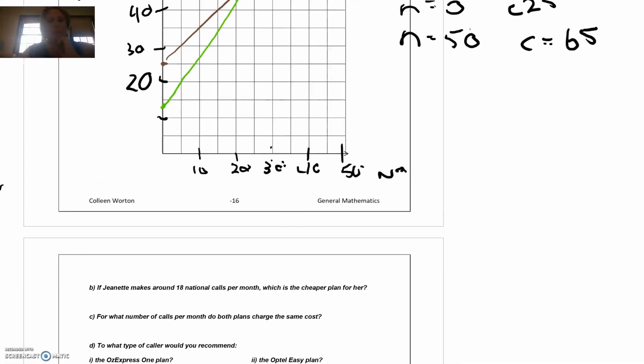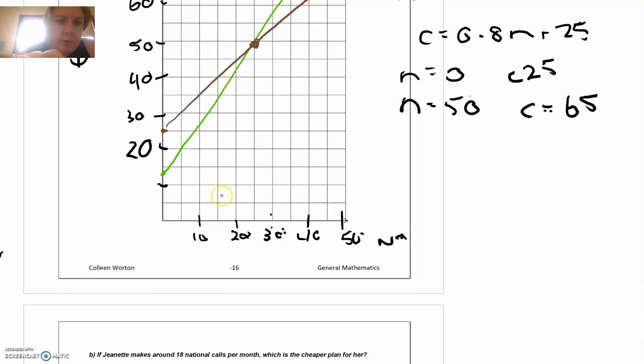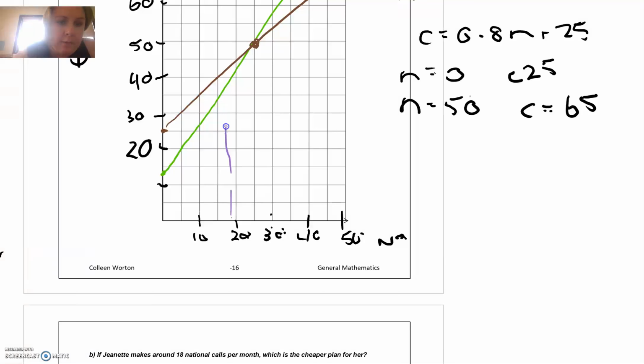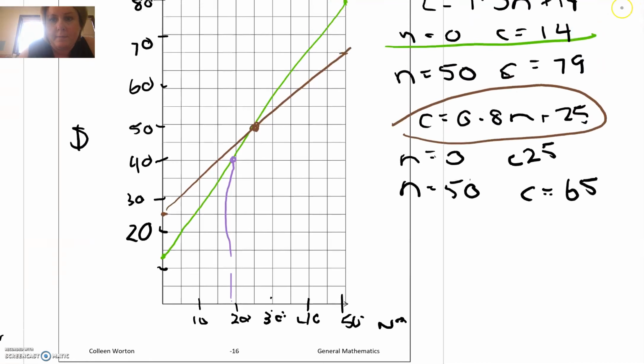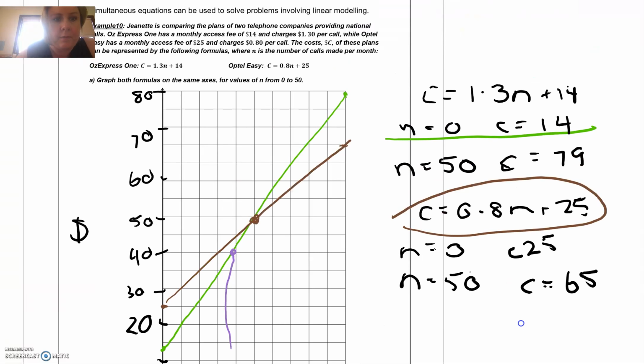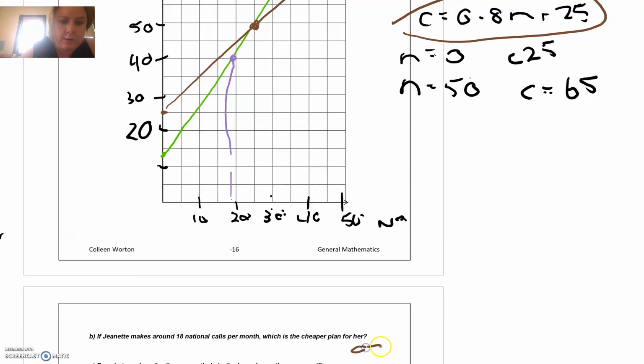And the question says, if Jeanette makes around 18 calls per month, which plan is cheaper? 18 calls? Which one's cheaper? I'm going to just colour code these. The brown one was this. And that's the green one. So which one's cheaper? Oz Express.